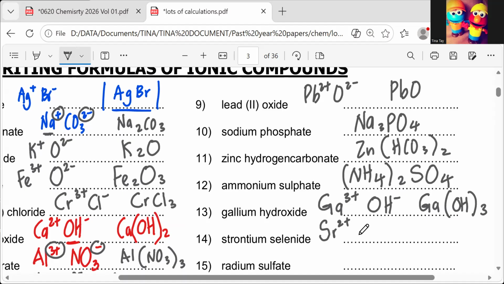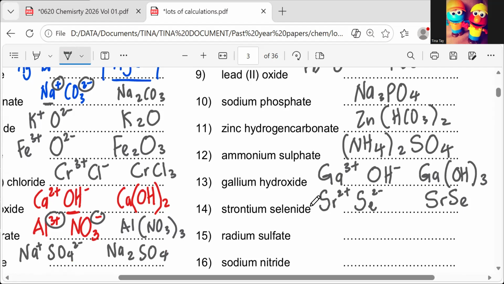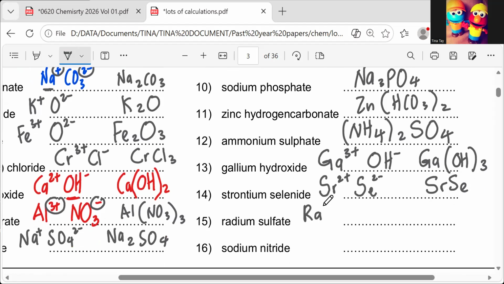Selenide is selenium. It's in group 6. So it's just 2 plus, 2 minus, SrSe. Okay? Radium is in group 2 also. Sulfate is SO4 2 negative. So it's RaSO4. And finally, sodium nitride. Not nitrate. Don't get confused. Nitride. So it's Na3N.